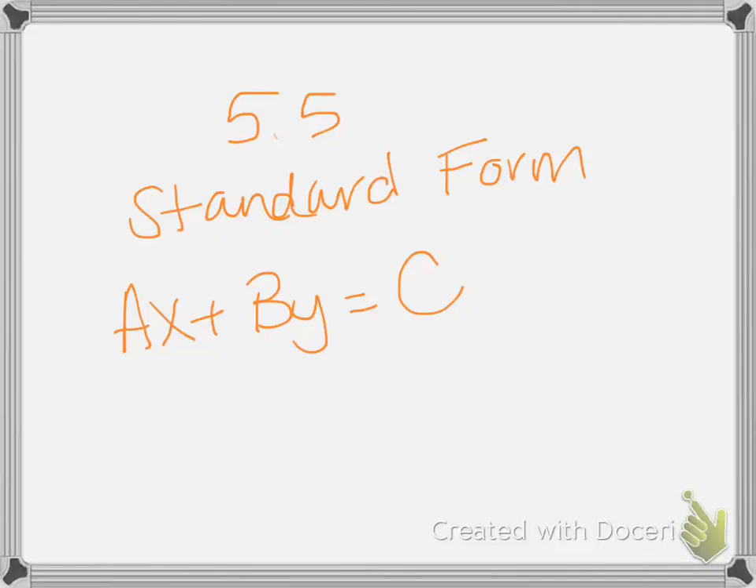So this lesson is 5.5, standard form. Our standard form equations are going to be ax plus by equals c. So basically x and y are on the same side of the equation, instead of it being y equals mx plus b, where they're on opposite sides. This time we're trying to get them both on the same side. It is called standard form.